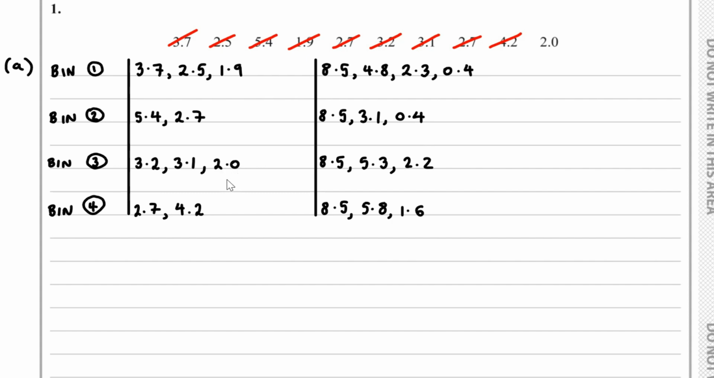And therefore the space remaining, that will be 2.2 take away 2.0, which is 0.2. Let's mark this off. We have now packed our items into 4 bins as shown.